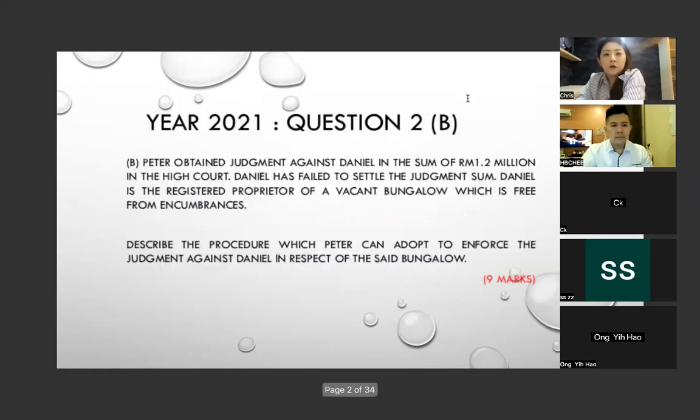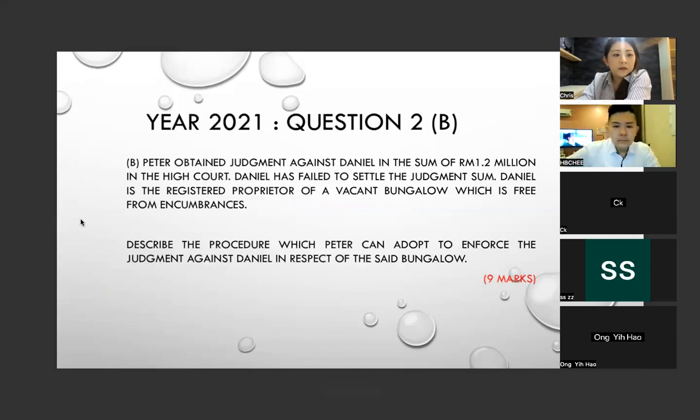So for past year questions, we'll look at the year of 2021, question 2B. Peter obtained a judgment against Daniel in the sum of 1.2 million ringgit Malaysia in the High Court. Daniel has failed to settle the judgment sum. Daniel is the registered proprietor of a vacant bungalow which is free from encumbrances. Describe the procedure which Peter can adopt to enforce the judgment against Daniel in respect of the said bungalow.